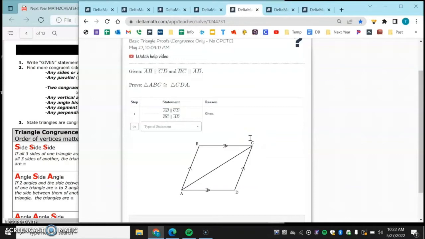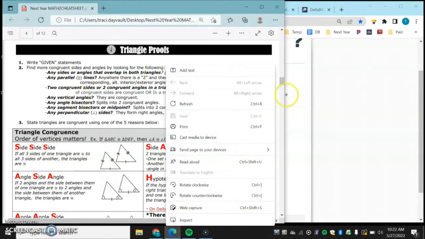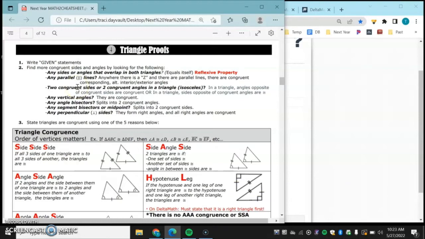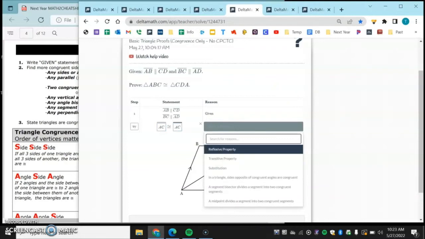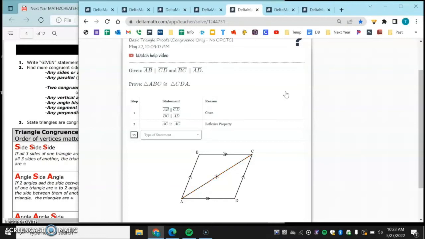Next, this time we're given that AB. Do you remember what this symbol means? That means parallel, so we're going to be using parallel lines here. We've got parallel lines here and parallel lines here, and we're going to see if that's enough information to prove that these two triangles are congruent. First of all, let's go in our checklist. Are there any sides or angles that overlap? Yes, so one of the statements is going to be that AC equals itself, reflexive. That's a side in both of these triangles, so we're going to put that.